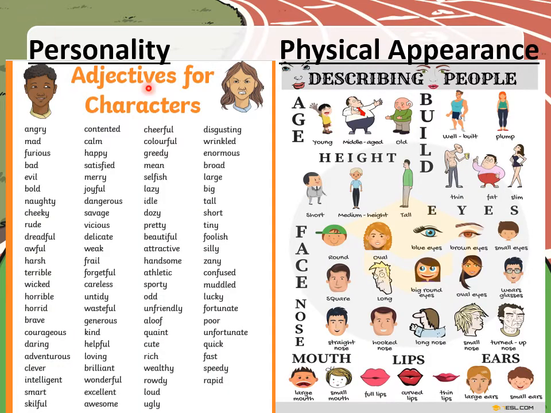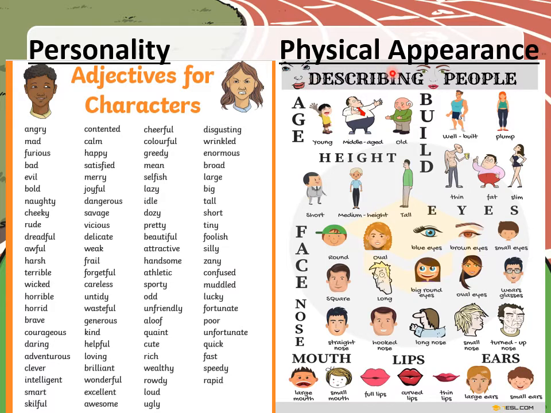Here are some examples of personality and physical appearance adjectives. So there's lots and lots and lots of amazing adjectives for you to choose from. Angry, mad, furious, calm, happy, merry, pretty, beautiful, attractive, foolish, silly, confused. These are all adjectives that describe what the person is like on the inside.